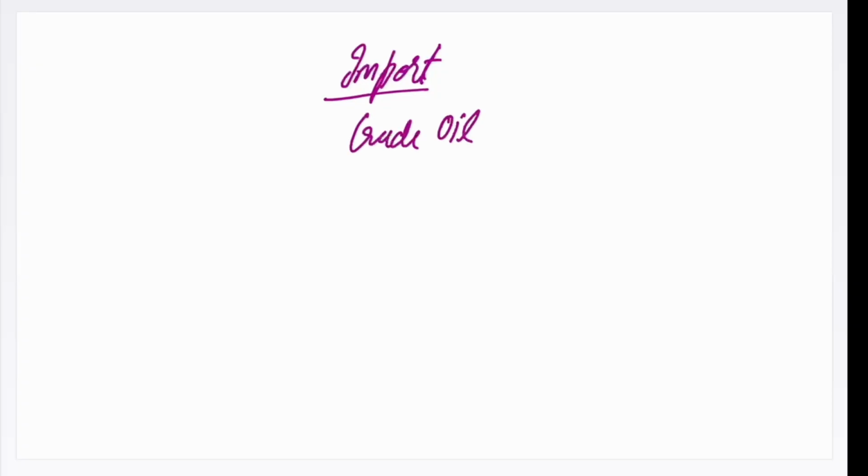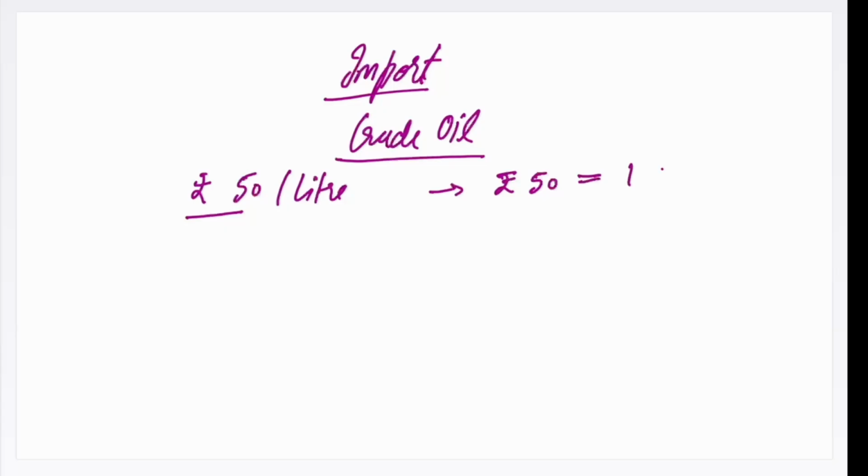Now what happens? Suppose crude oil is available at, say, rupees 50 per liter. Let's assume that. And at this time, the value of rupee to dollar was 50. Rupee 50 was equal to $1. Let's assume this, right? So by $1, we could purchase 1 liter of crude oil, right?